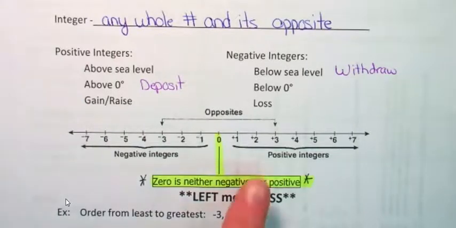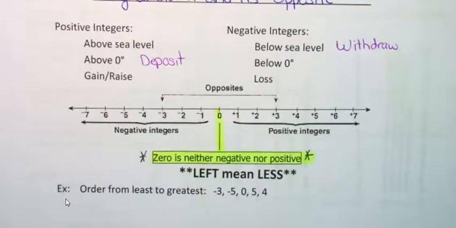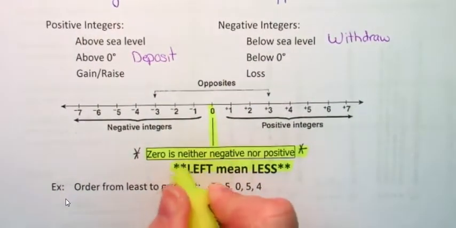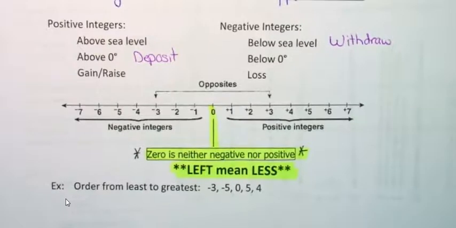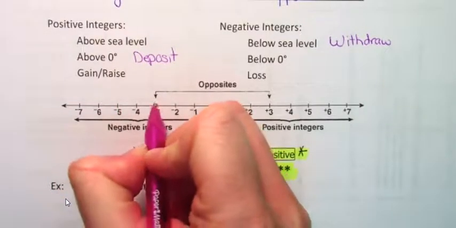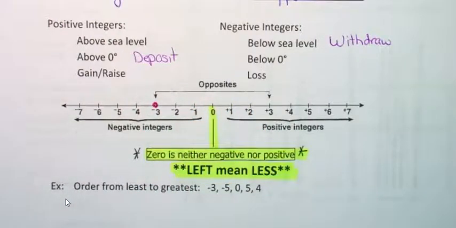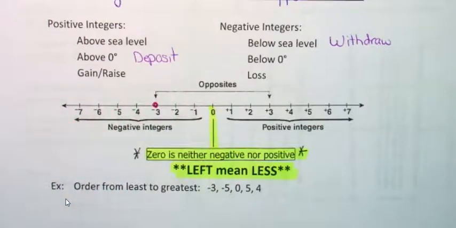So our positives go to the right, negatives go to the left. And if you remember, when we talked about how to compare and order integers, left means less. That means if you graph your numbers on a number line, and by graphing, let's say I asked you to graph -3. You would go up to -3 and you would put a dot on it. So if I ask you to graph numbers, whichever one's further to the left is going to be your less.